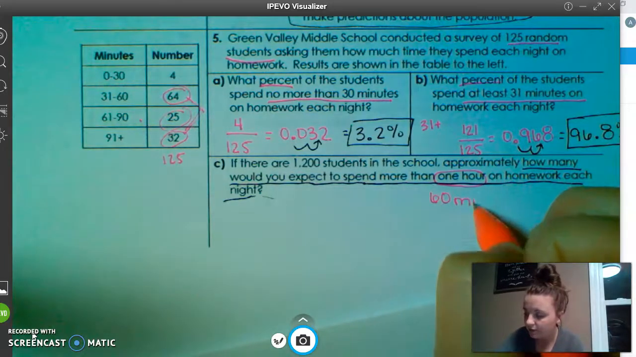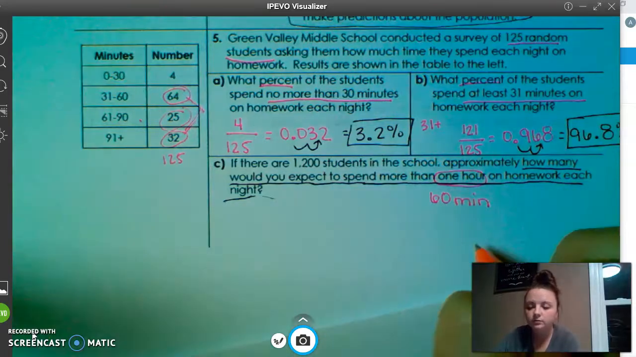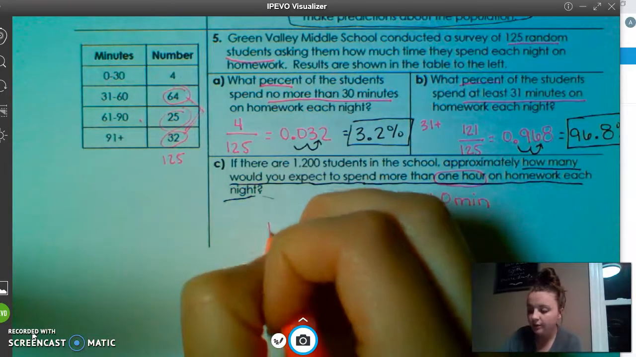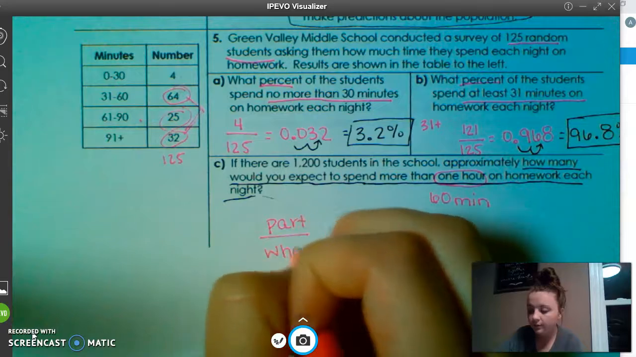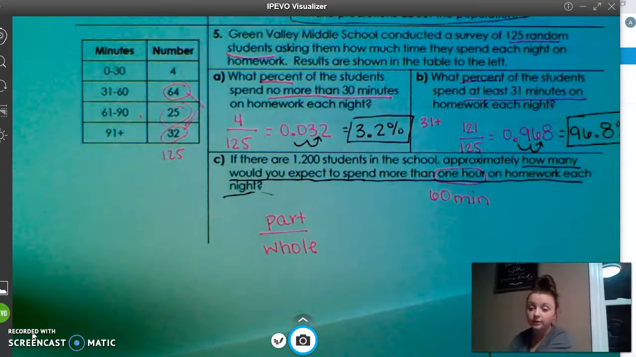So let's read it again once we fix that. If there are 1,200 students in the school, approximately how many would you expect to spend more than 1 hour on homework each night? Oh, I'm sorry, more than 60 minutes on homework each night. So remember how I told you when we set this up, we were doing part over whole, right? Whenever we set this up, we're going to have a proportional relationship.